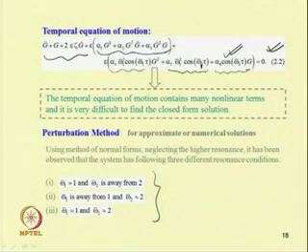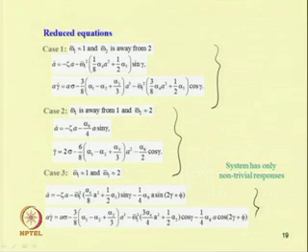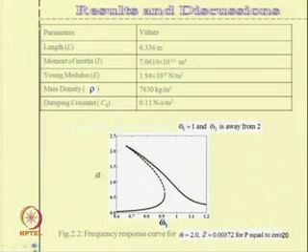So, these three resonance conditions we can have in the system, and for these three cases we can have reduced equations. This is the reduced equation for the first case, this is the reduced equation for the second case, and this is the reduced equation for the third case. In the third case, the system has only non-trivial responses.